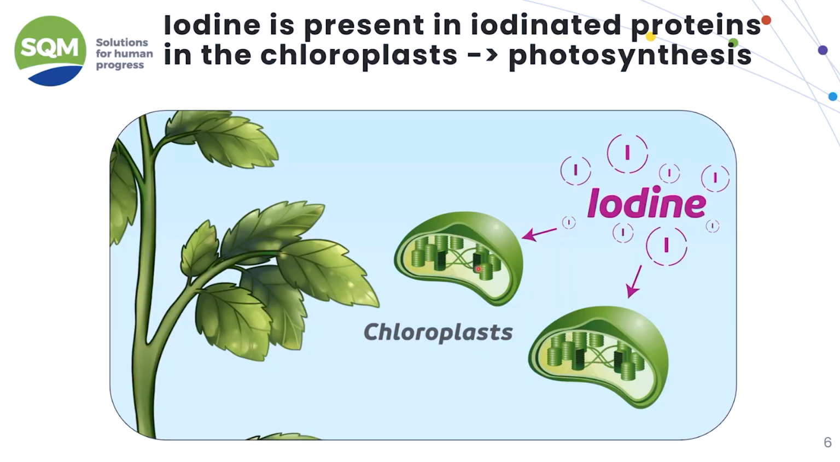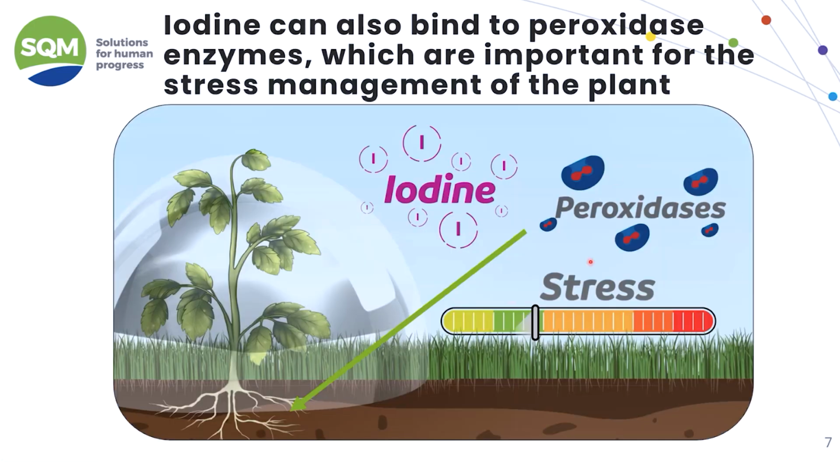So iodine is present in proteins in the chloroplasts, which are important for the photosynthesis, and it's present on enzymes called class 3 peroxidases. And these enzymes are important in the whole process, which helps to protect the plant from stress, both in the root zone and in the above ground parts, and of course, during fruit development and flowering.